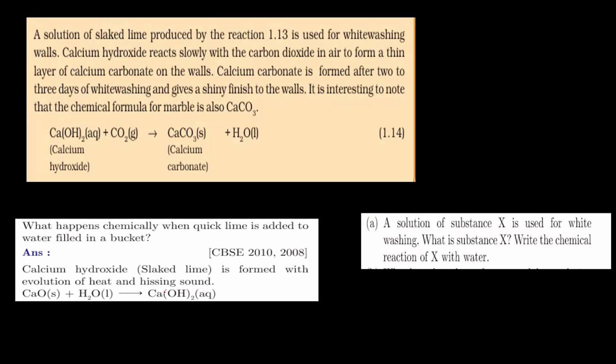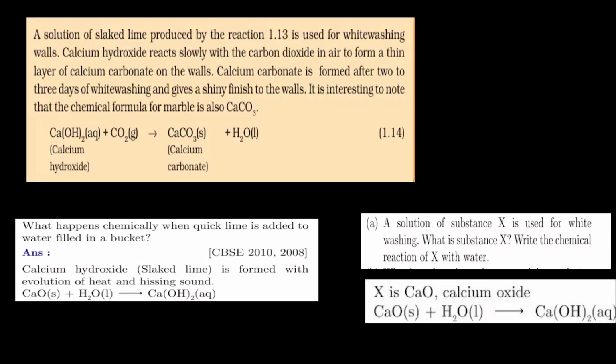Another question is, a solution of substance X is used for whitewashing. What is the substance X? So what is the substance that is used for whitewashing? Yes, we have studied, right? Write the chemical reaction of X with water. What is X? X is quicklime. Quicklime reacts with the water forming calcium hydroxide that is used for whitewashing walls. So X is calcium hydroxide and its reaction with the water you have to write. First of all, you have to understand quicklime, slaked lime. That point is very important.